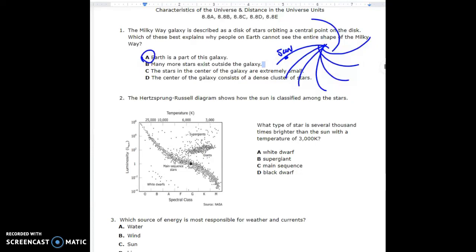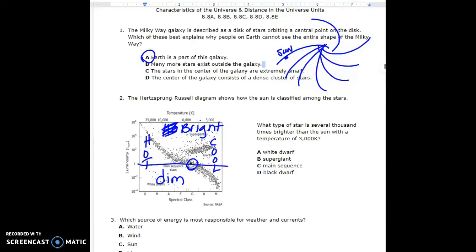Number 2, the Hertzsprung-Russell diagram shows how the sun is classified among the stars. So when it comes to this Hertzsprung-Russell diagram, our brightest stars are at the top, our dim stars are at the bottom, our hot stars are on the left, and our cooler stars are on the right. What type of star is several times brighter than our sun with a temperature of 3,000 degrees?